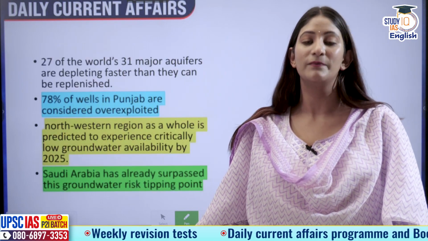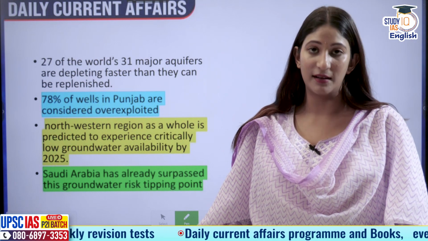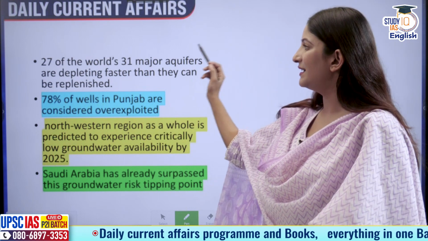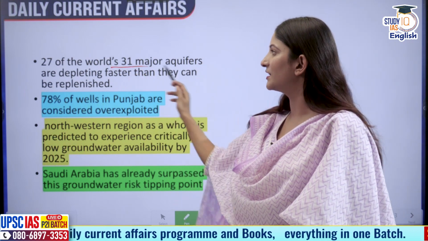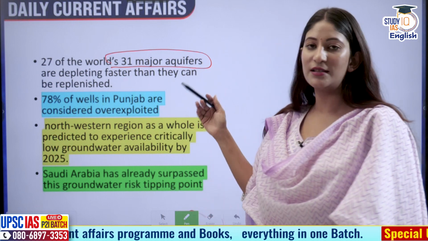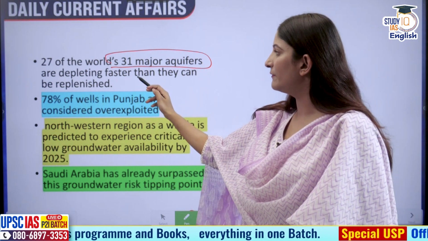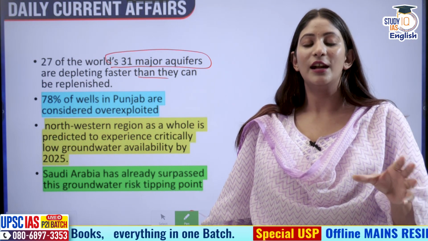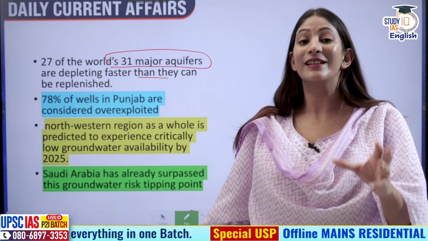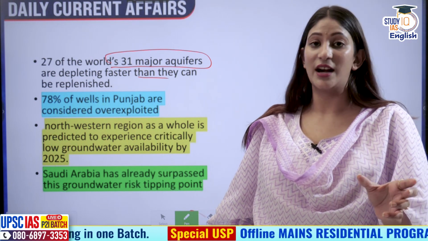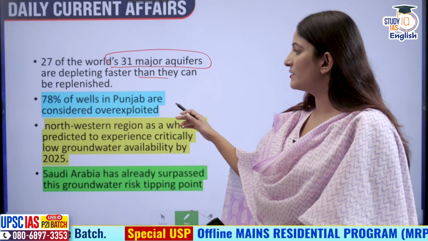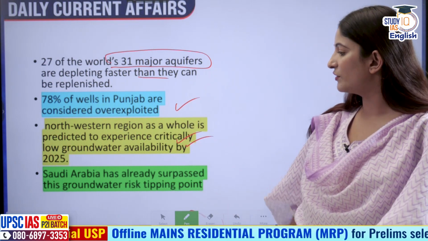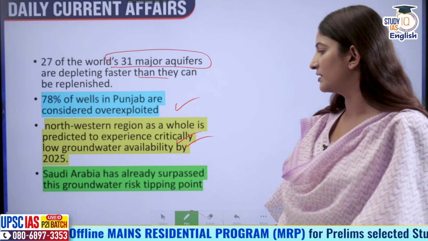So groundwater, I have already told you about it. In northwestern states, specifically Punjab and Haryana, we are seeing groundwater depletion at a very exaggerated pace. It also says that 27 of the world's 31 major aquifers are depleting faster than they can be replenished because of the erratic nature of rainfall. They are not being able to replenish and restock the groundwater, and we are extracting too much. 78% of wells in Punjab are considered overexploited, and I have already told you about this. Saudi Arabia has already surpassed the groundwater risk tipping point.